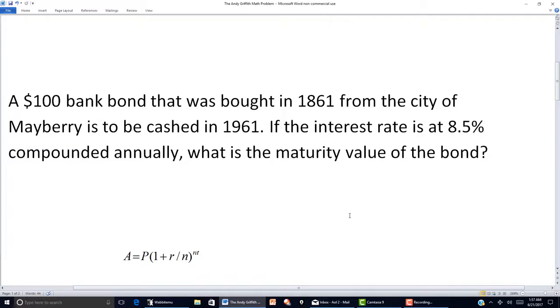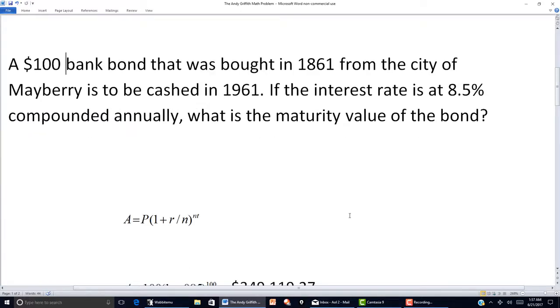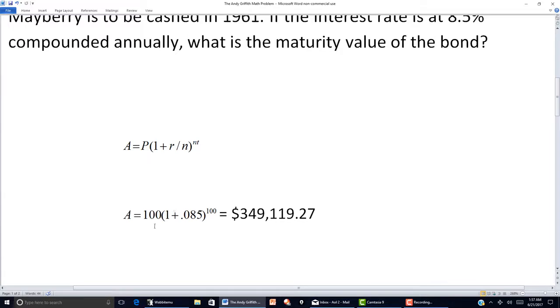So if we take the $100, which would be P in this case, and plug it into this formula, it will look something like this. P is 100, interest rate is 0.085, converted to a decimal, and then n is 1, so that becomes just 0.085, and then n times t, n is 1, so that'd be 1 times 100 is 100, and if you do that calculation, it comes out to $349,119.27.